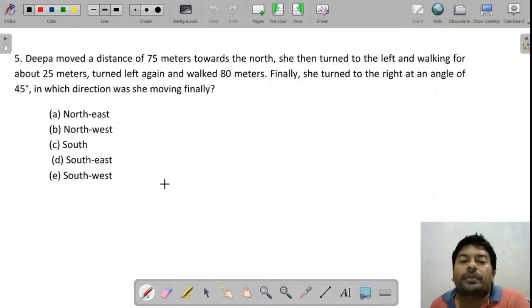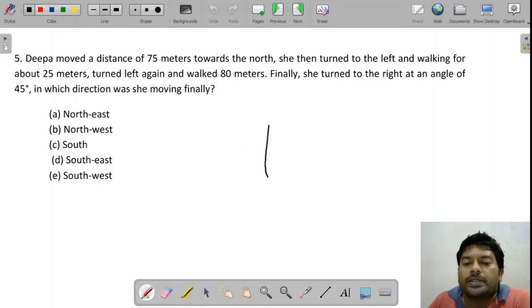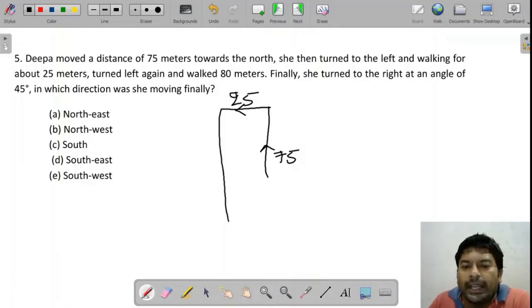We will move on to question number 5. Deepa moved a distance of 75 meters towards north. She then turned left and walked for 25 meters. She turned left again and walked 80 meters.